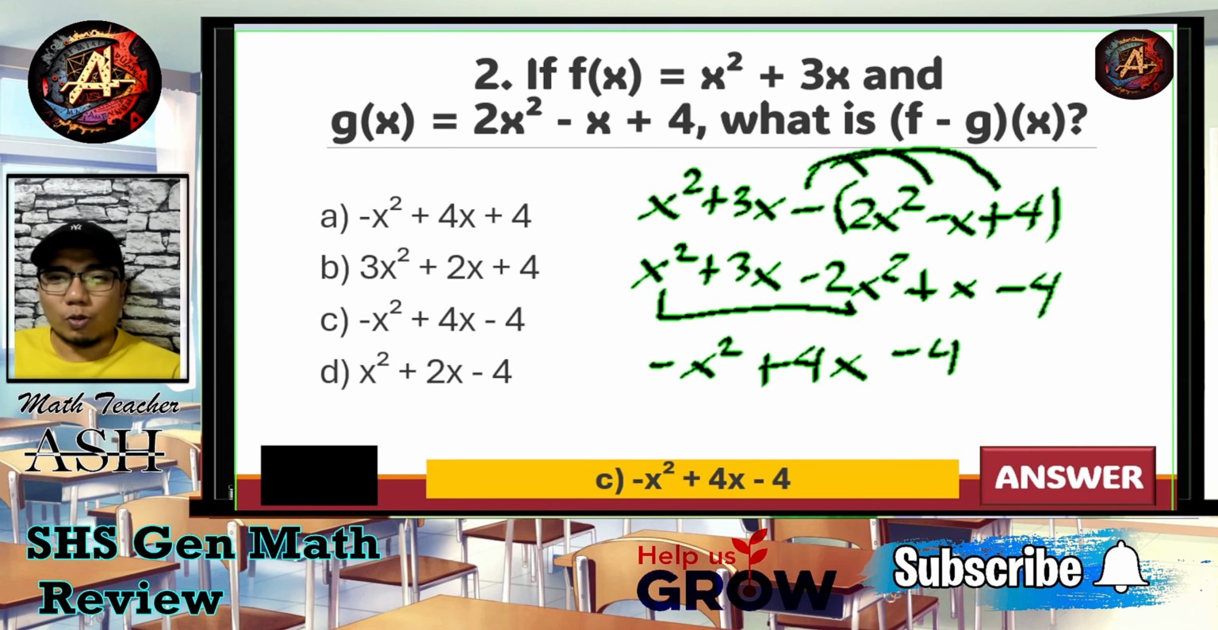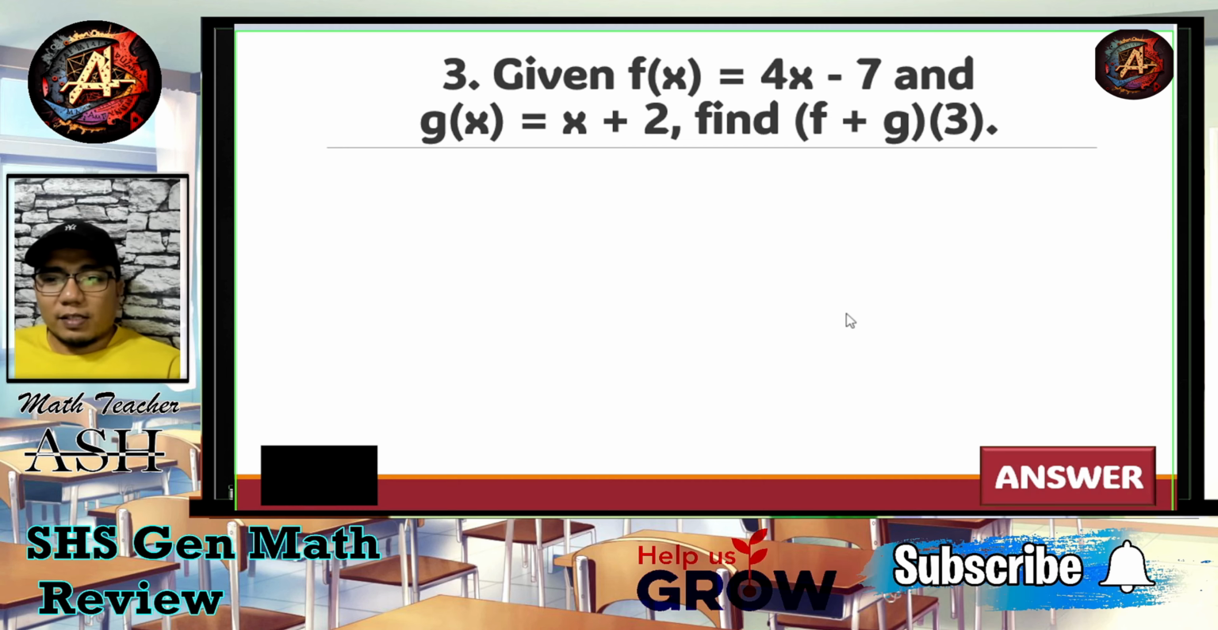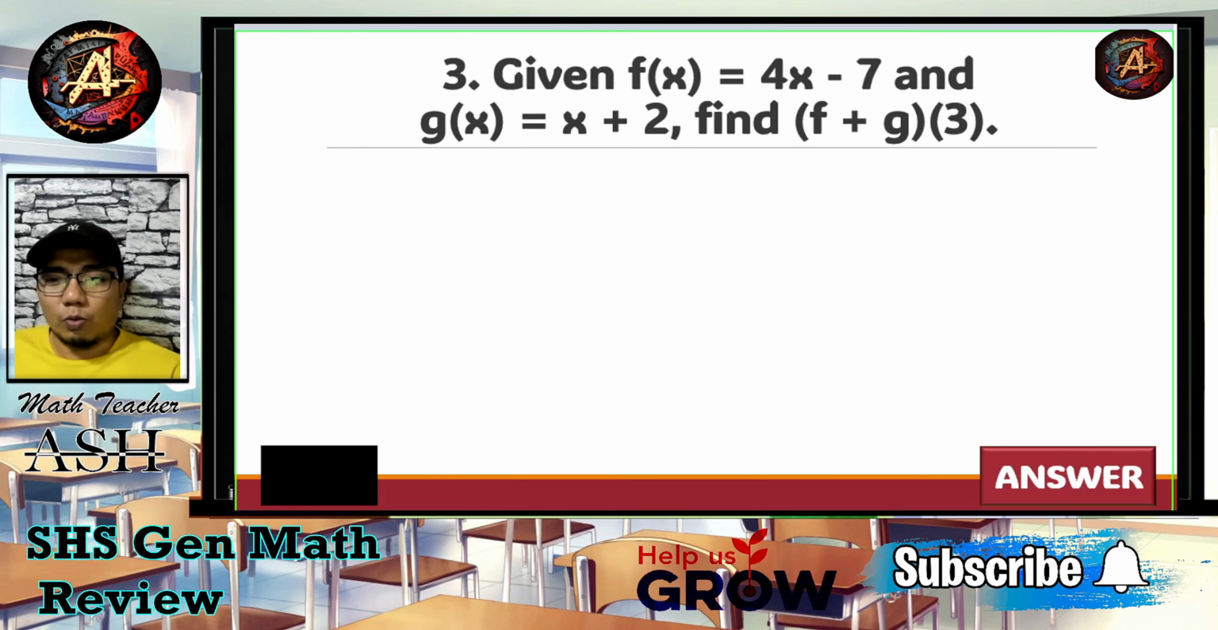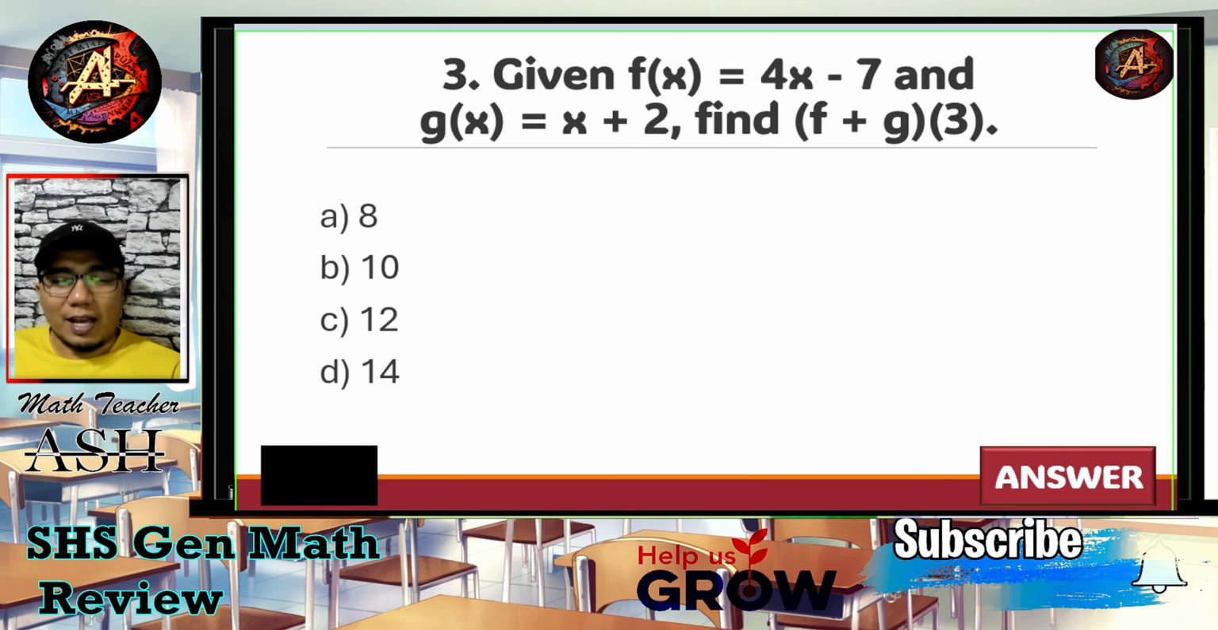Now let us go to question number 3. Given f of x is equal to 4x minus 7 and g of x is equal to x plus 2, find f plus g of 3. Is it A, 8, B, 10, C, 12, or D, 14? I'll give you 5 seconds to think about your answer.